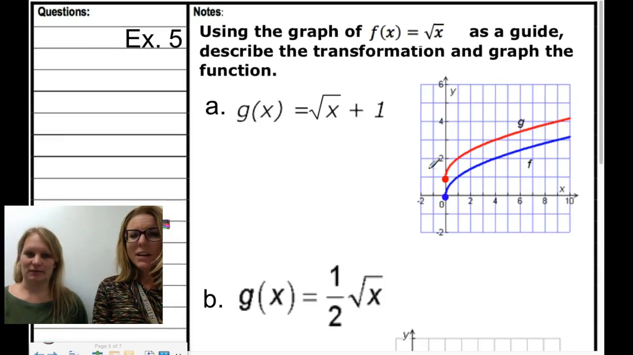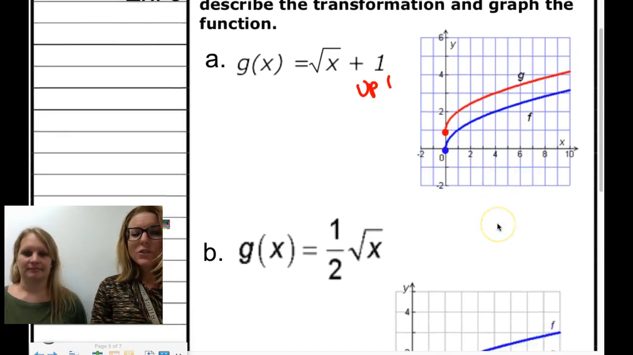All right, next one. Again, it's on the outside, so up 1. And that's what the graph shows. Okay, let's look at B.